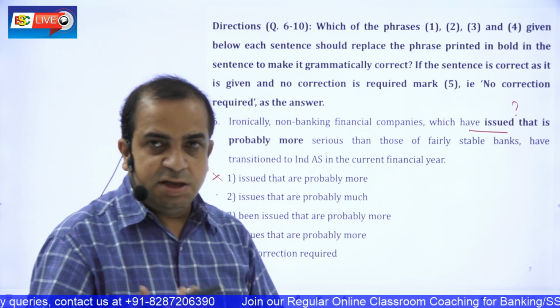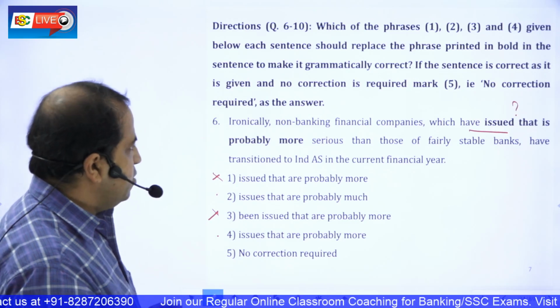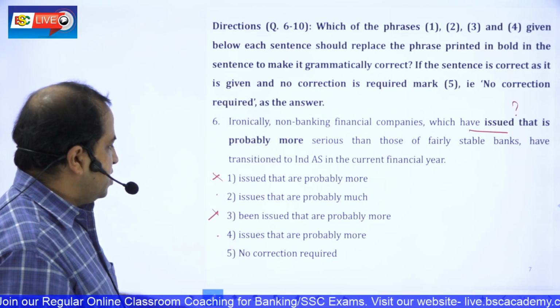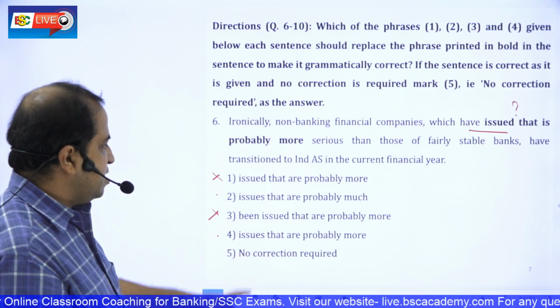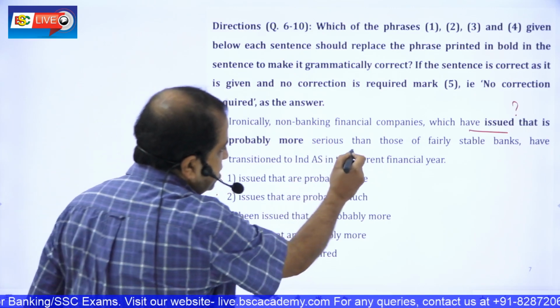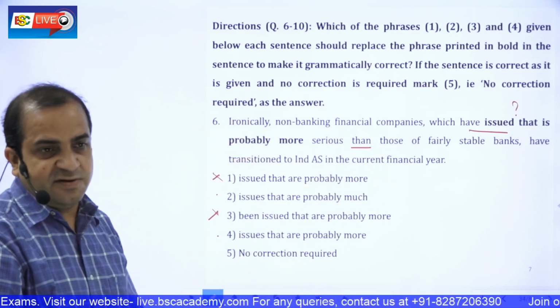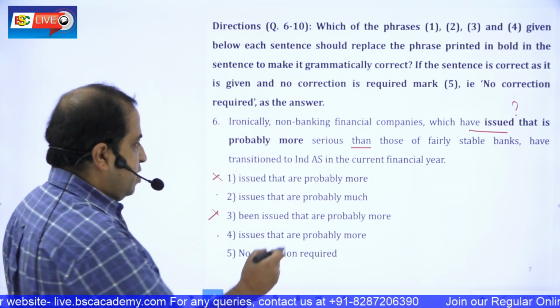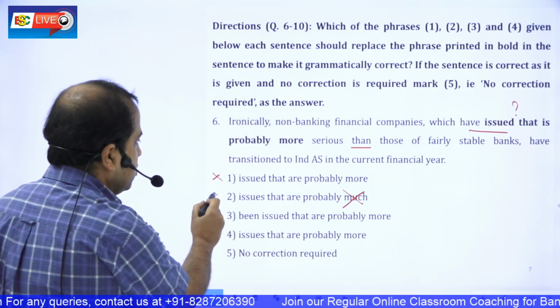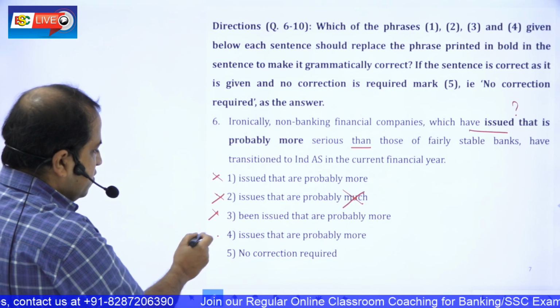They have issues. यानी उनके पास कुछ issues हैं. तो अब issues में क्या हो सकता है? That are, yes, that is की जगह that are हो जाएगा. And then that are probably much serious than those. Note this than. Than है तो comparative degree भी चाहिए. That is why much तो नहीं हो सकता है. So this goes away. That is why we'll have to go for 4.